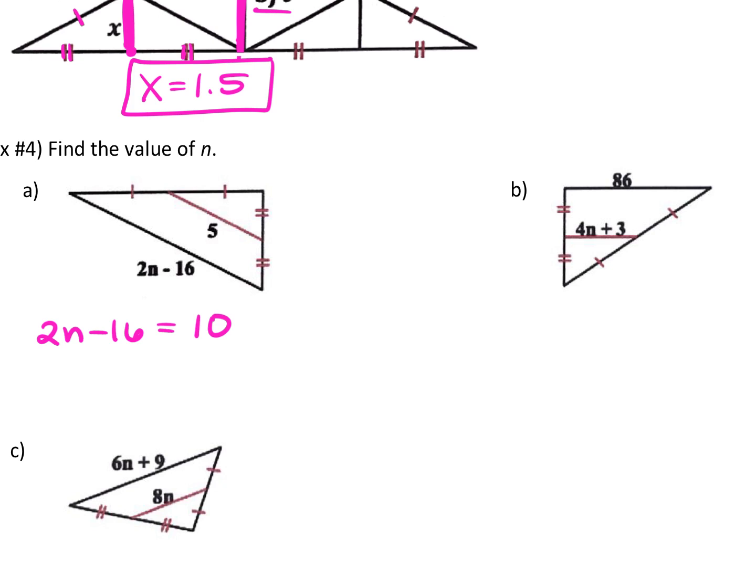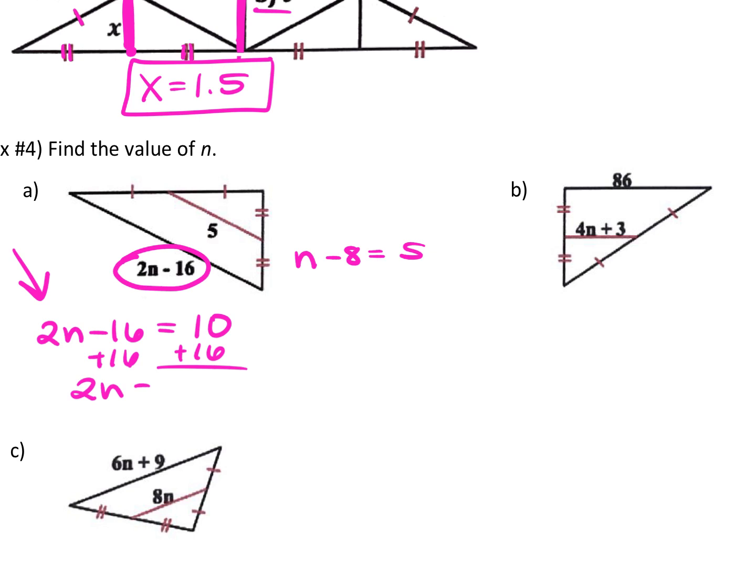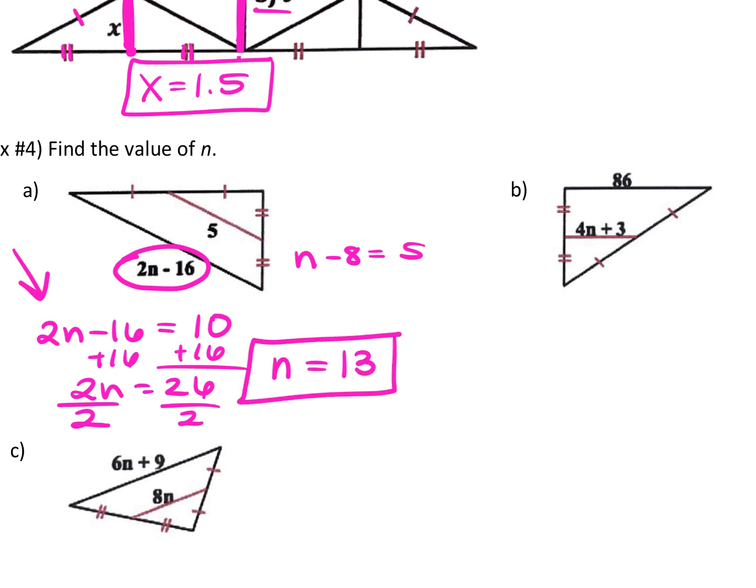Not divide 5. Well, yes, divide 5 by a half would actually be doubling 5. You would have to cut this in half, right? So half of 2n minus 16 would be n minus 8 equal to 5. So you can do either one. I feel like this one is probably a little more likely for most, but you can do either. So if you add 16, you get 2n equals 26 and divide by 2. So n is 13.